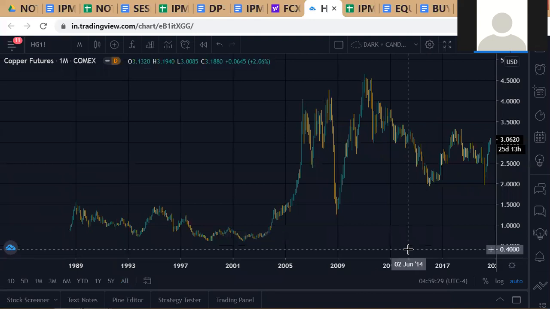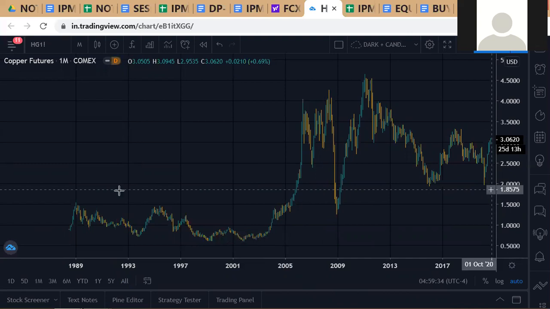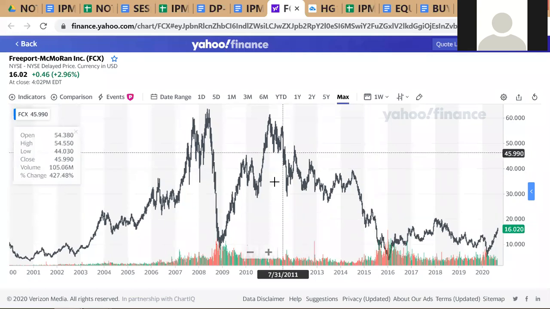Okay. Here also you can see there is a cyclical pattern. You can notice that. Anything you look at, you will find that this is true. The cyclical movement of market prices is true.